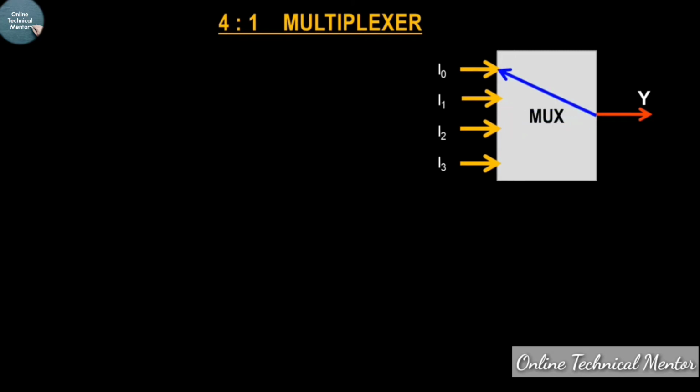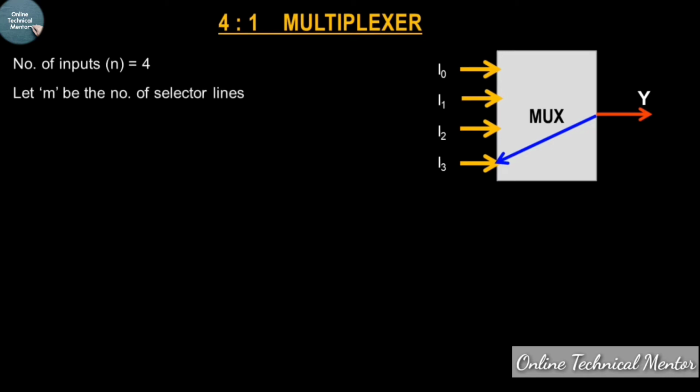So how is this dialer working? The movement of the dialer depends upon the selector lines. So how many selector lines are required in this multiplexer? Here in this multiplexer there are 4 inputs. Let us consider the number of inputs is n, and here n is equal to 4. Now let m be the number of selector lines. There is a relation between the input and the selector lines. In my previous video, I have already mentioned the formula which relates the inputs and the selector lines.